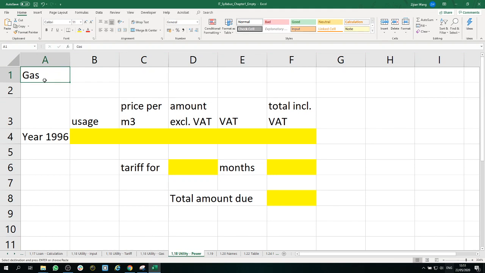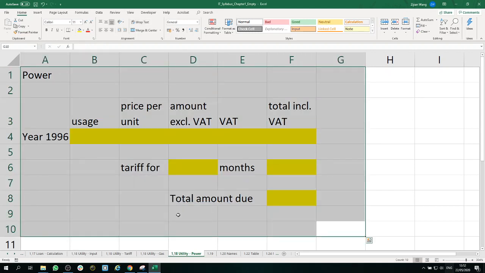We just need to change some data. Power needs to be changed. So P. Usage 1996. Price per, now it's per unit. Amount excludes VAT, VAT, total include VAT, tariff, amounts, total amount due. So we just quickly invented another sheet based on the sheet of gas.